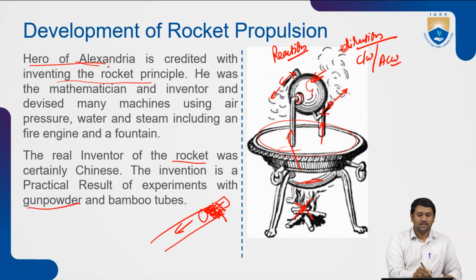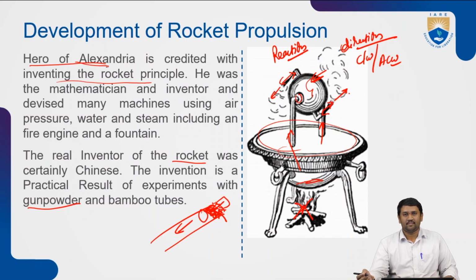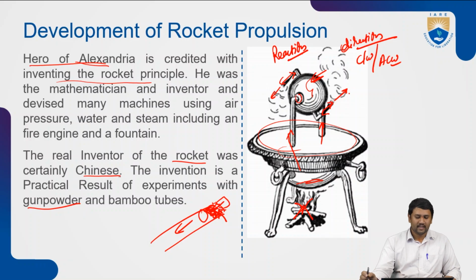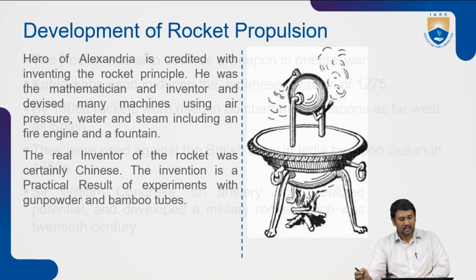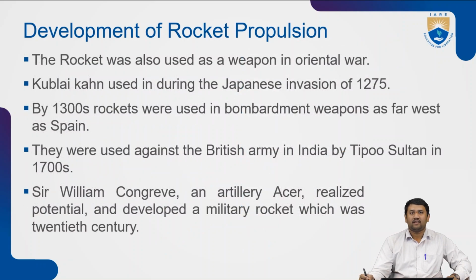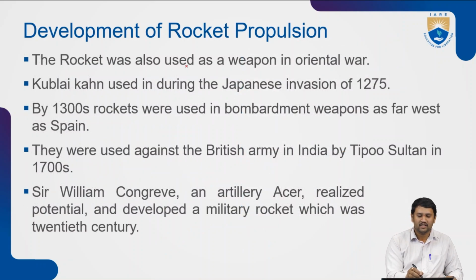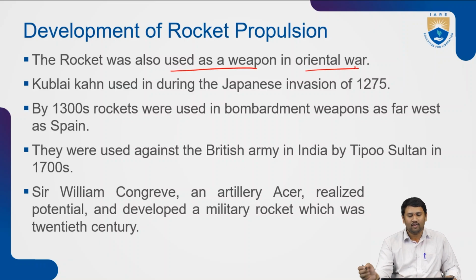Now, Hero performed it all mathematically, right? Although small and experimental, the Chinese performed practically oriented experiments regarding rockets. Now, first, the rocket was developed and used as a weapon in the Oriental War in China.